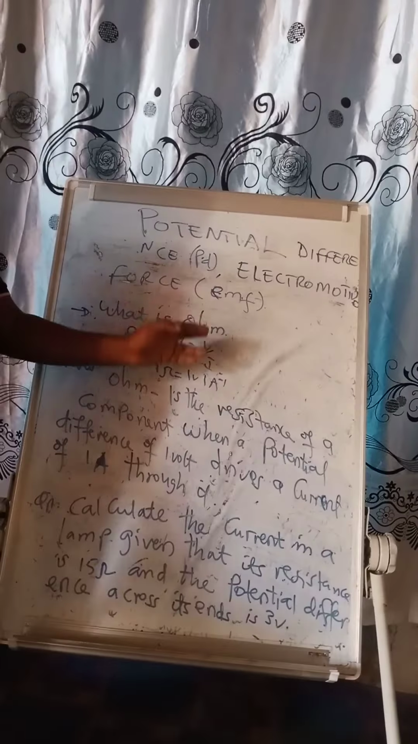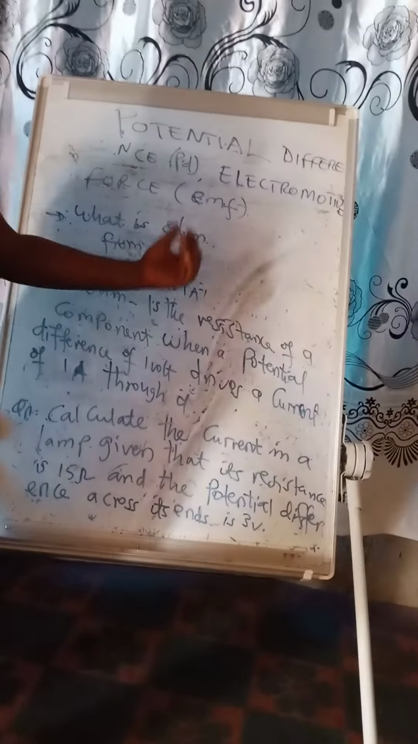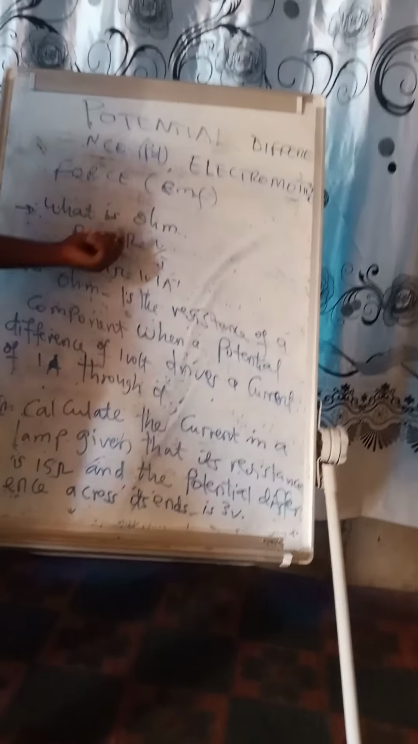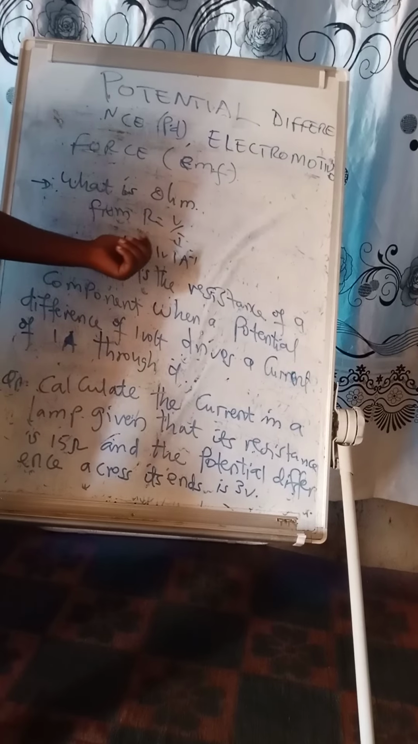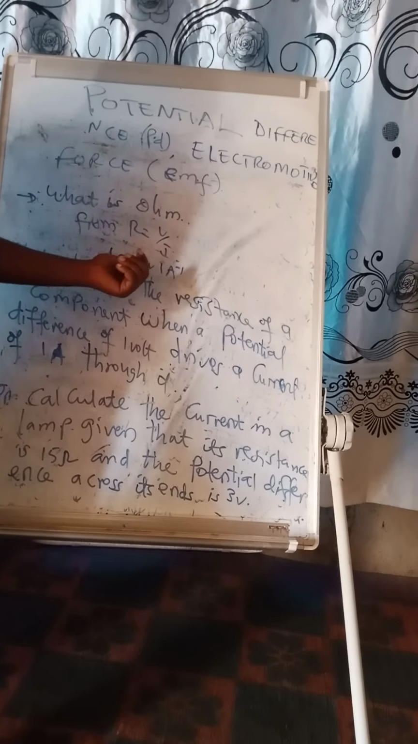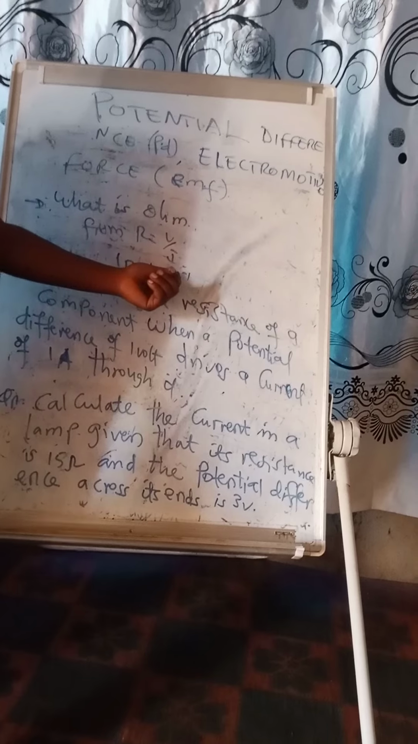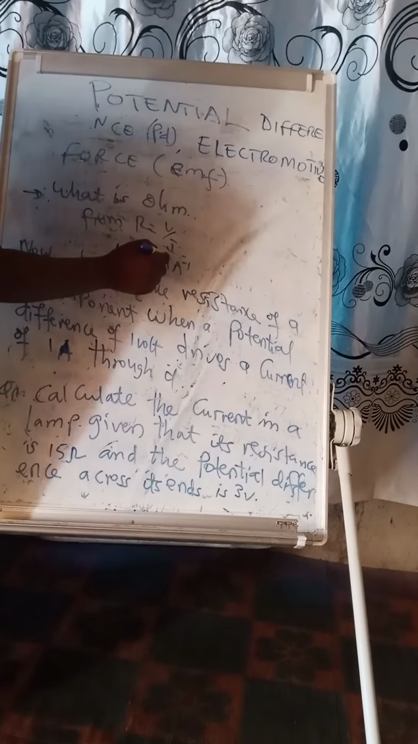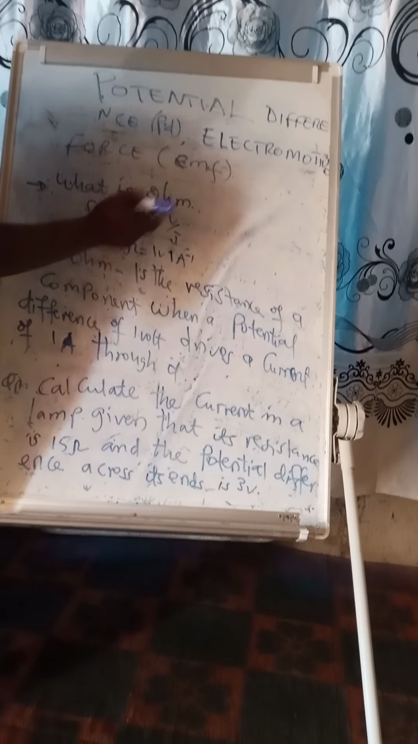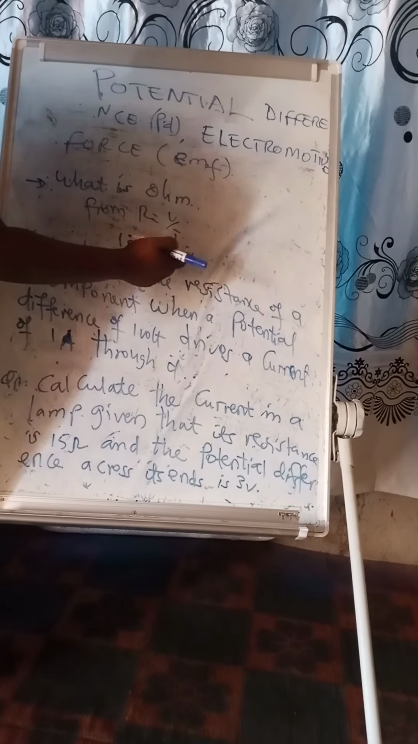So what is ohm? From resistance equal to V, or potential difference over current. Let's say we have a resistance of 1 ohm, a potential difference of 1 volt, and a current of 1 ampere. So 1 ohm is given by 1 volt per 1 ampere.